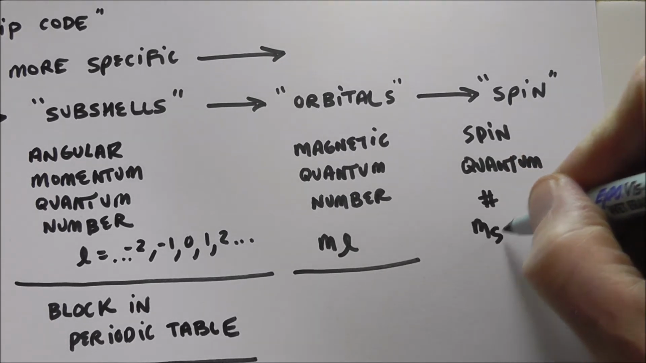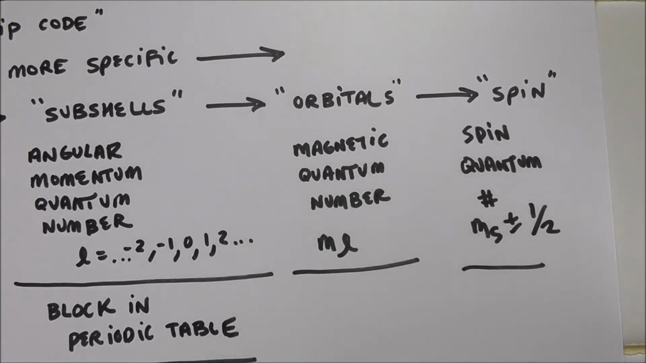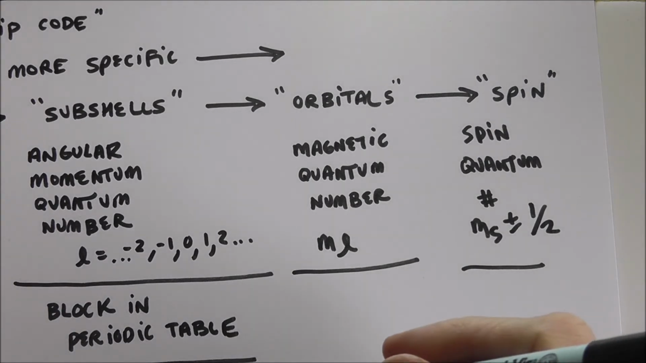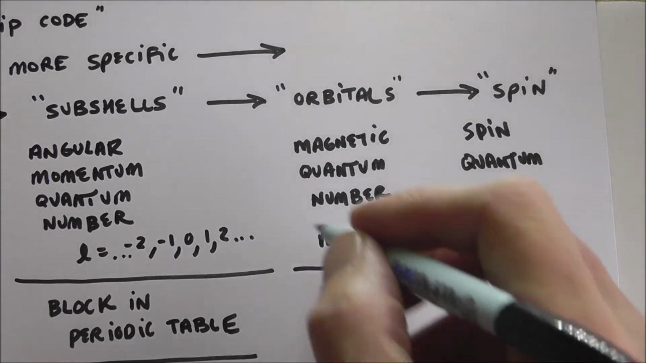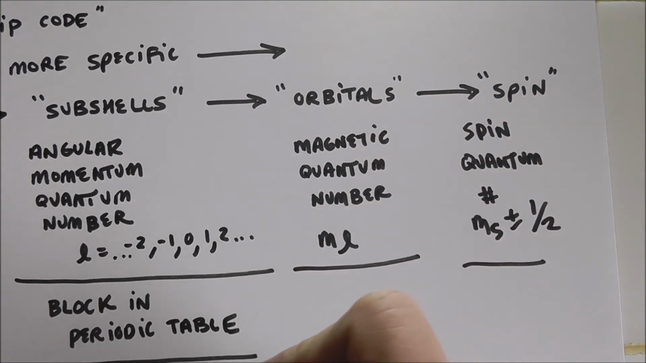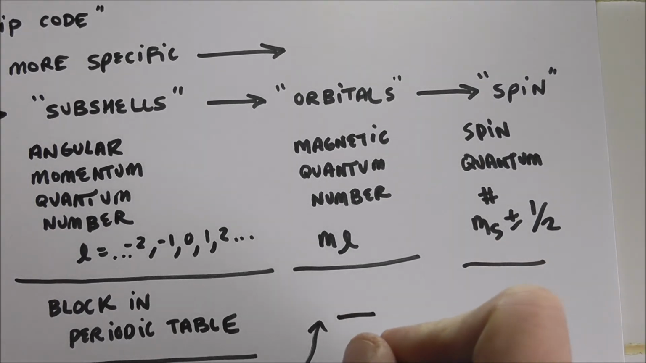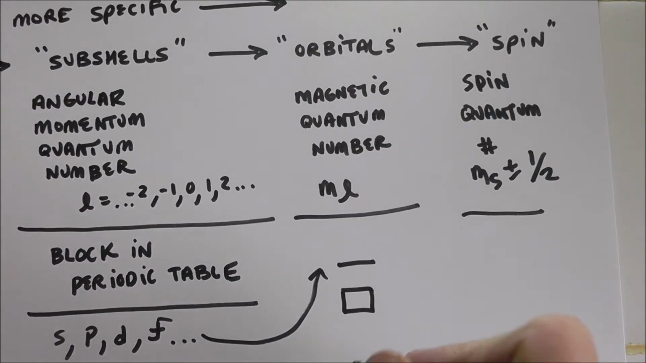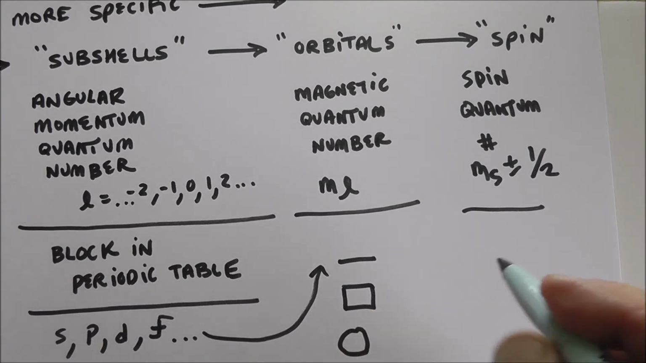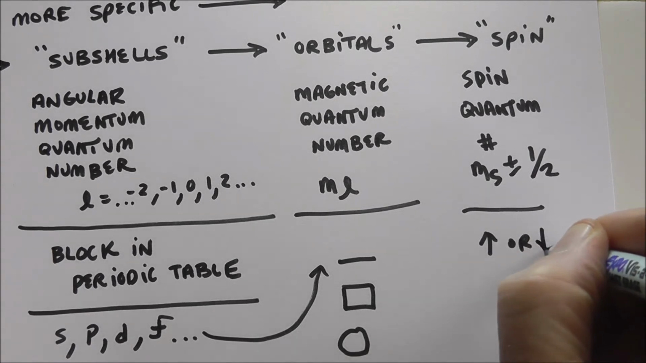And it's ms plus or minus 1/2. Once again, we're not going to focus much on this. We have shorthand notation for this stuff. What we're going to do is talk about which orbital it is using these letters. Then we're going to symbolize orbitals as a dash, or sometimes you see a box, and sometimes you see a circle. And with spin, it'll be an up arrow or down arrow.